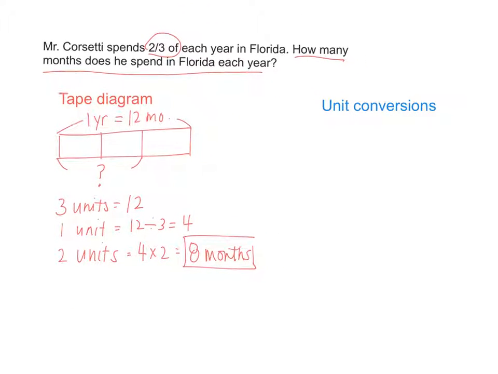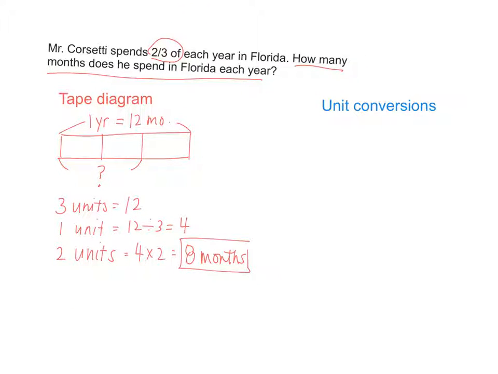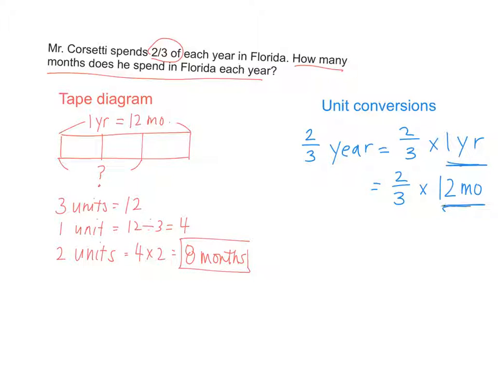Now let's find out if we can get the same answer using unit conversions. Okay? So we're trying to find 2/3 of a year is equal to 2/3 times how many years? 1 year. Good. Which is equal to 2/3 times how many months? 12 months. Good. Okay, see what I did there? 1 year is the same as 12 months. So did I even change the value of that problem at all? No, right? I'm just subbing out one label for its equivalent in another label. Okay, now I have 2/3 times 12.